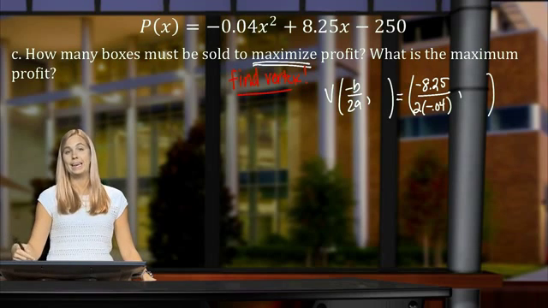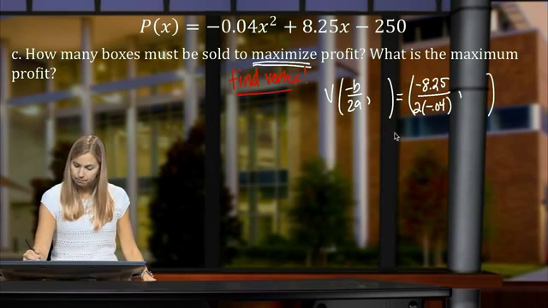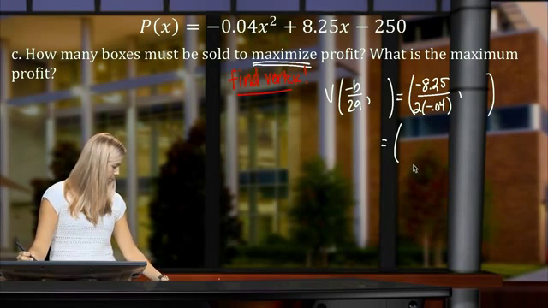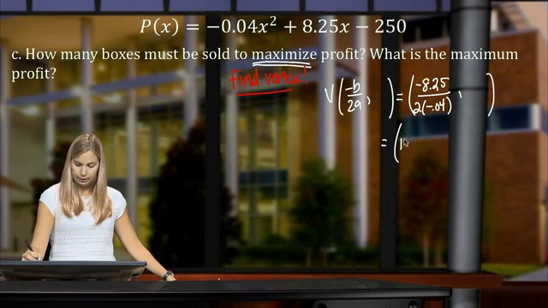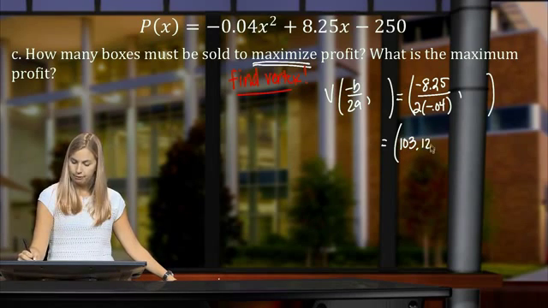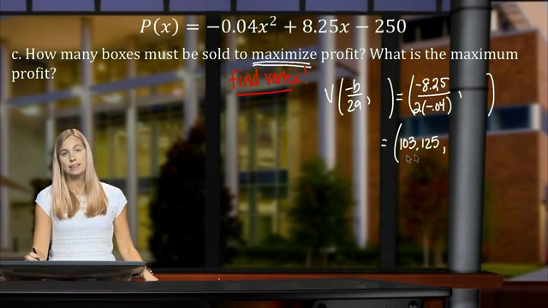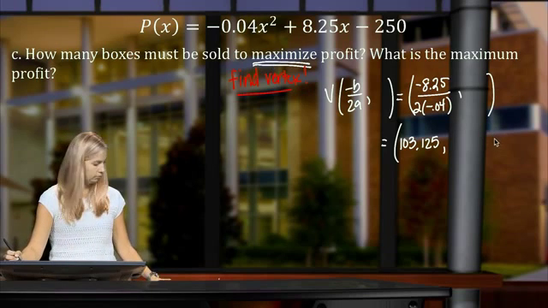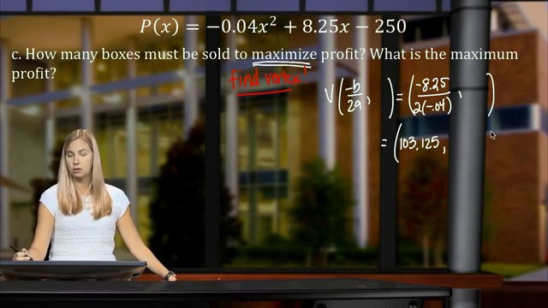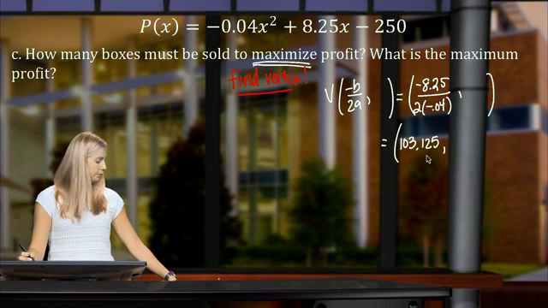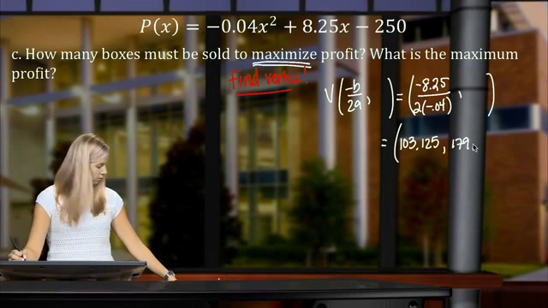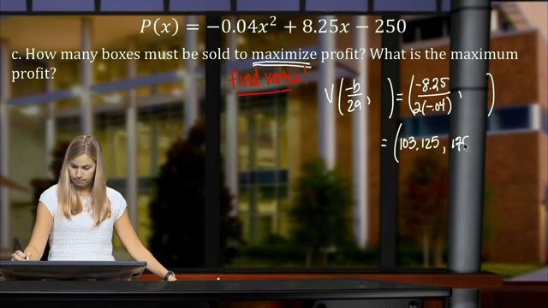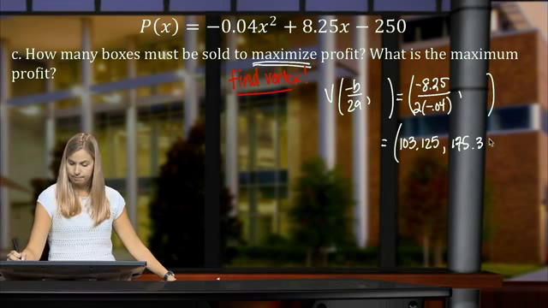Go ahead and hit pause. Evaluate this on your calculator. Our x value is 103.125. And now we're going to take this and plug it into our profit function to find the y value. When we plug in 103.125, we get 175.39.